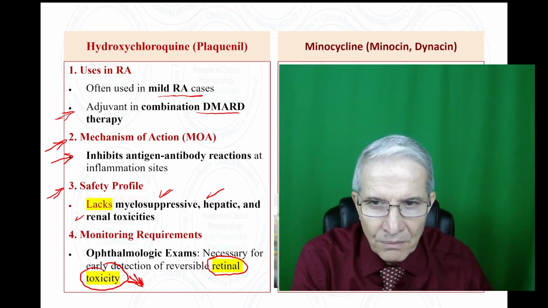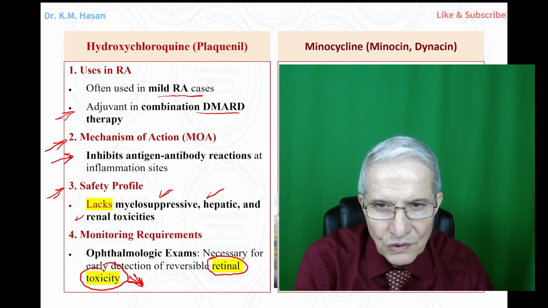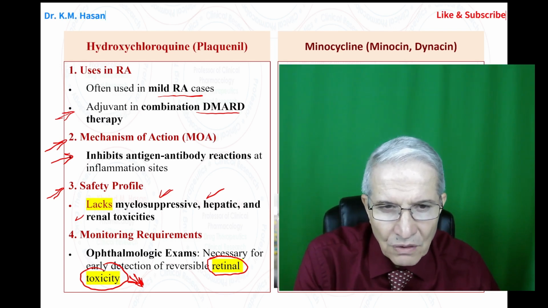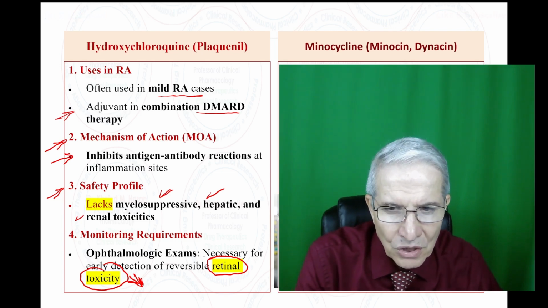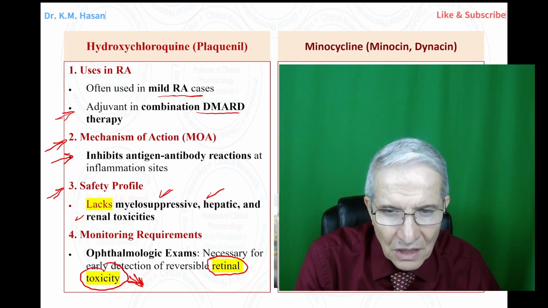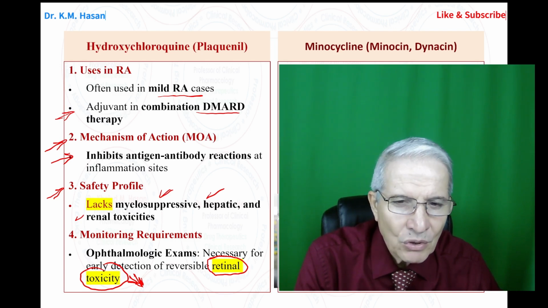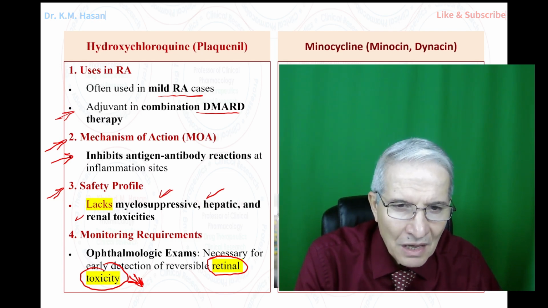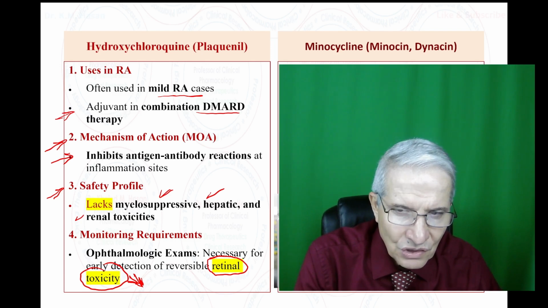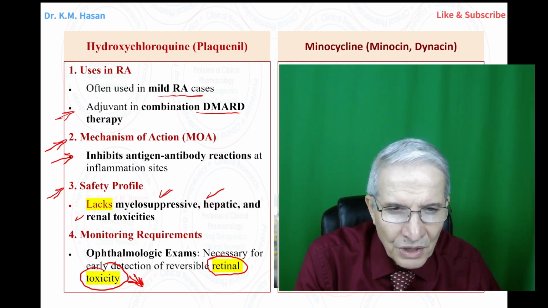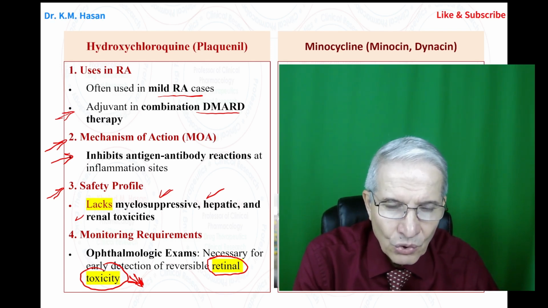Okay, the question from this part regarding hydroxychloroquine: which of the following medications may be associated with retinopathy in the treatment of rheumatoid arthritis? So, which medication used for rheumatoid arthritis may be associated with retinal toxicity? Okay, which of the following is correct about hydroxychloroquine?